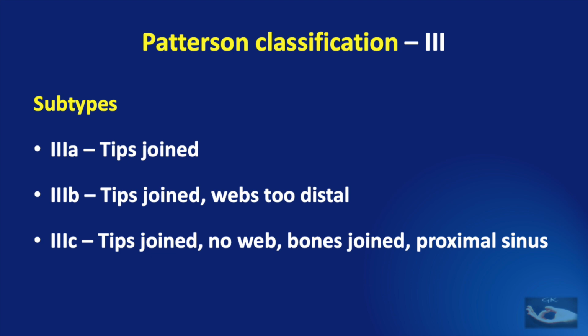acrosyndactyly. In subtype 3A, the tips of the fingers are joined. In 3B, the tips are joined but the webs are too distal, and in type 3C, the tips are joined, there is no web space seen, the bones are also joined, and there is a proximal sinus.